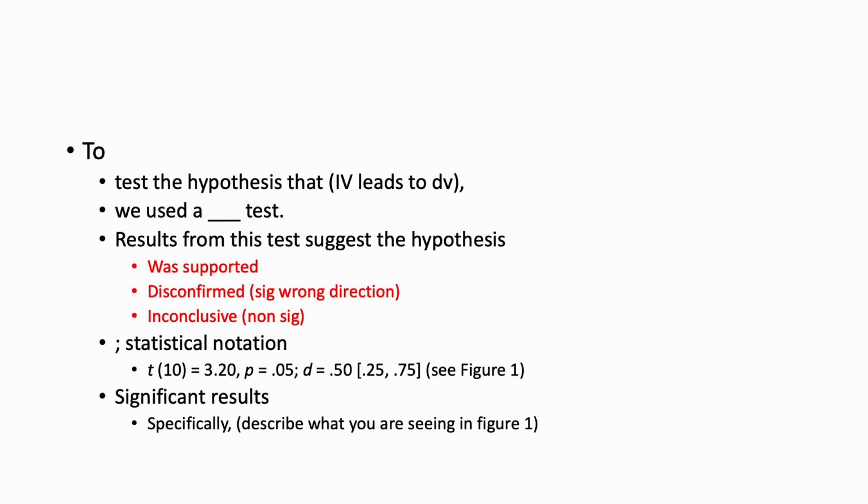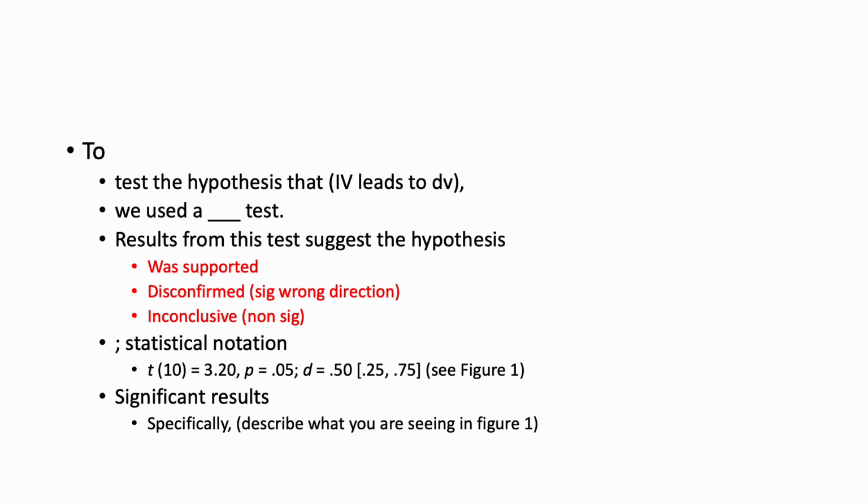Disconfirmed: you have a significant result in the wrong direction. You predicted a positive correlation, but it was negative. You predicted that the control group would be less than the experimental group, but it was more, right? So that's disconfirmed. Or inconclusive. Non-significant results mean nothing, so you have to call it inconclusive.